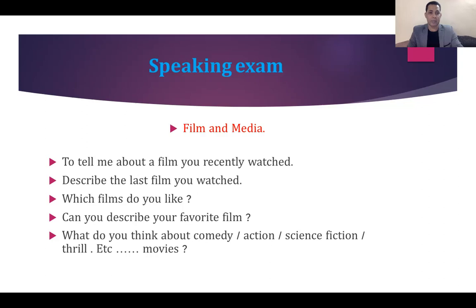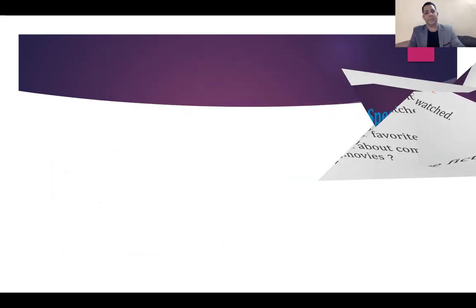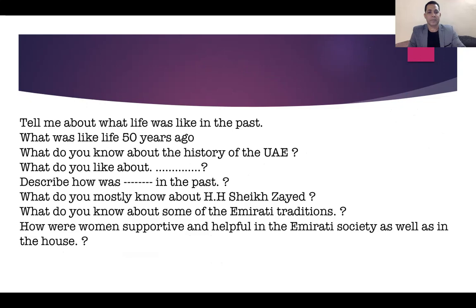Let's move to the other point. Here, looking back. This is Unit 6, looking back. Looking back means that you're going back in time, like 50 years, 40 years, 30 years, and you should explain how life was like in the UAE. Also, we have some questions related to this unit, like tell me about what life was like in the past, or what life was like 50 years ago. Note that the points are related to each other.